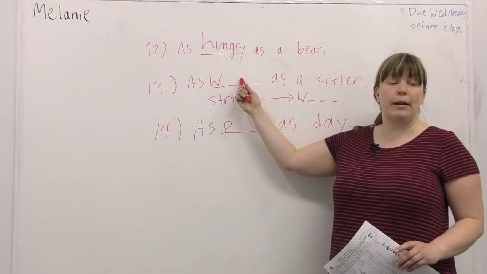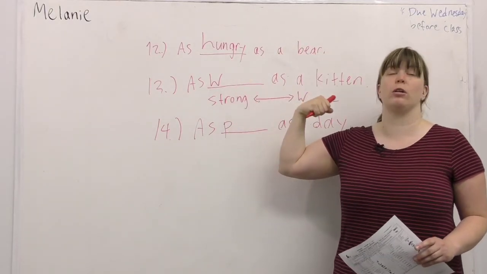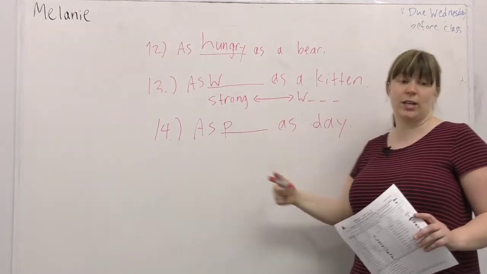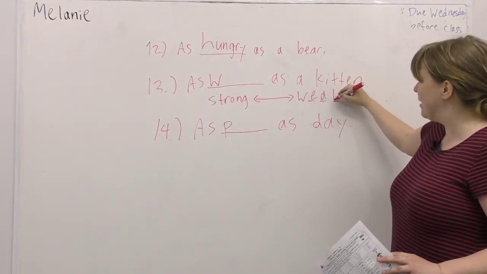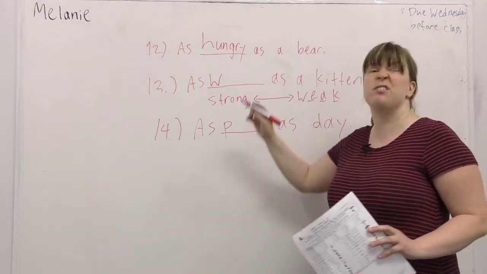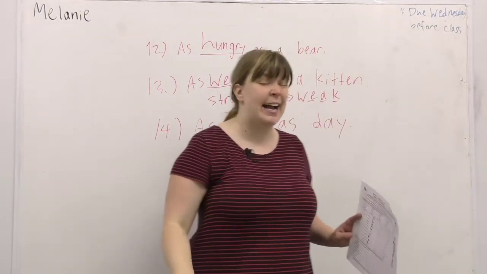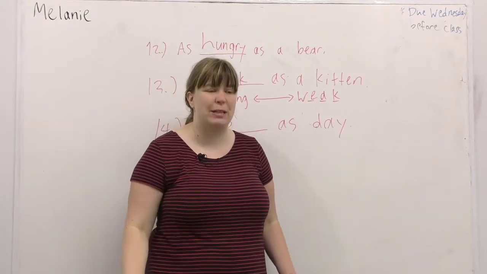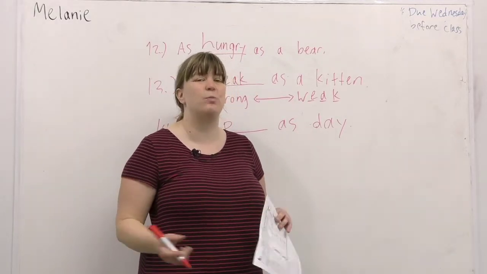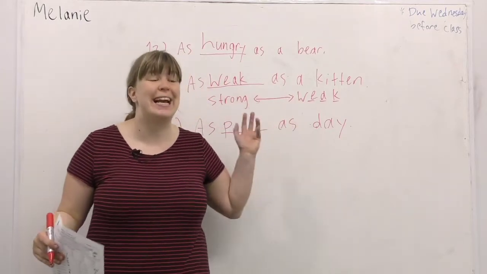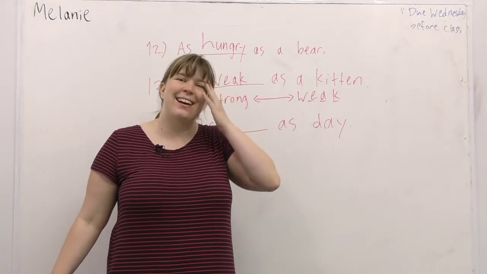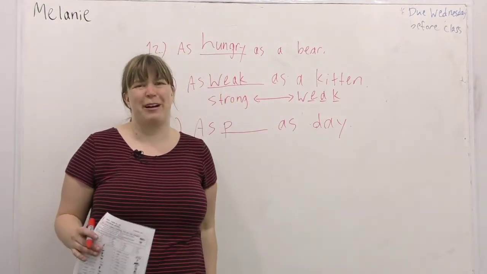Okay. And this one, the opposite of strong is, oh, I saw somebody wrote weak. Thank you very much. That is the answer. As weak as a kitten. All right, a kitten, a baby cat, they are not strong. They are very weak. They're tiny. They can't really do much. So to be as weak as a kitten, not the nicest compliment, put it that way.